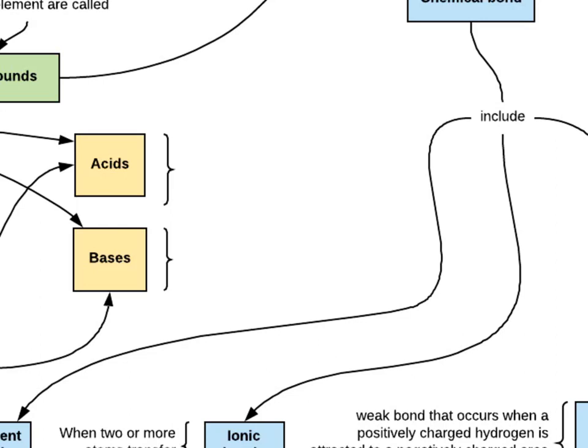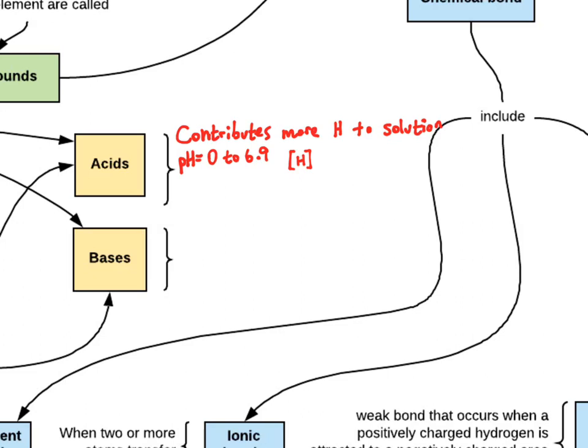Let's talk about some other polar molecules like acids and bases. An acid will contribute more H to solution. The pH generally is 0 to 6.9. Remember that water will dissociate into H and OH. And so an acid is classified as something that has more H than OH. So it's not going to have a pH of 7. It's not going to have equal amounts of H and OH. It's going to have a pH of something less than 7. So the concentration of H is greater than the concentration of OH, or hydroxide.